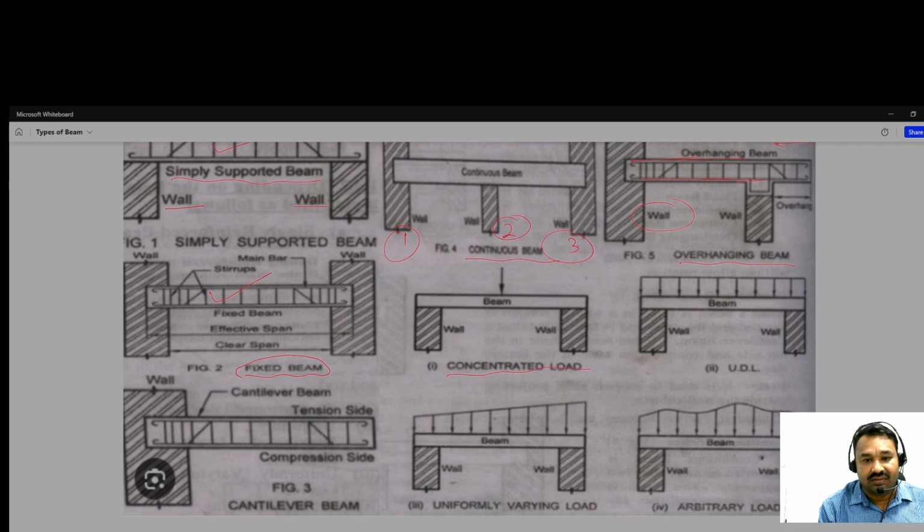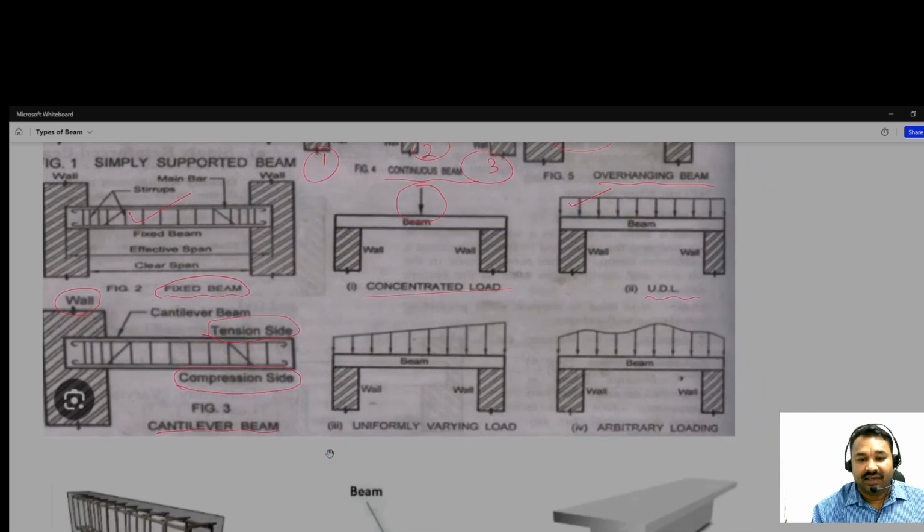Concentrated load. Okay, and this is regarding the loads. So at the mid of the beam, this is the concentrated load, and UDL, uniformly distributed load. So you can see this is the uniformly distributed load with some intensity. And the cantilever beam, what information we get from these? So cantilever beam is fixed with the wall. Okay, and in the beam here, one side is in tension and the other side is in compression.